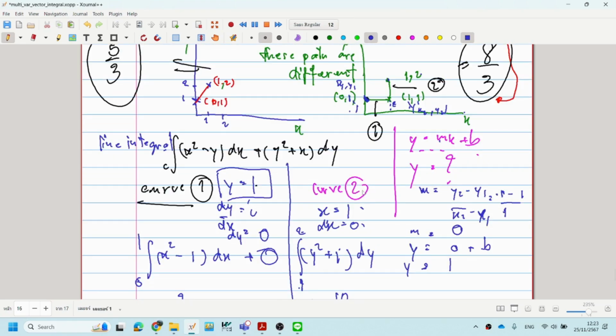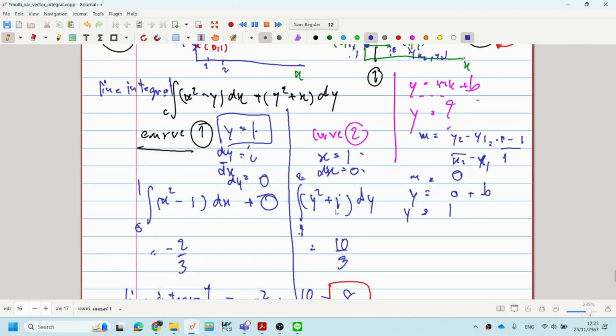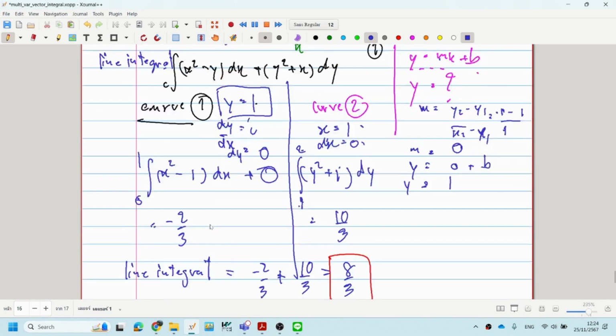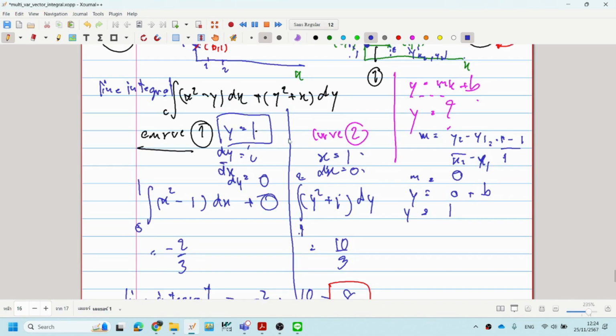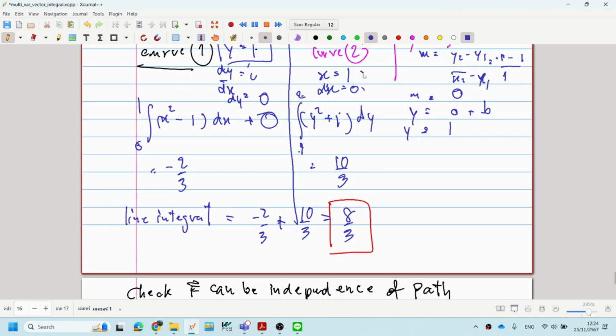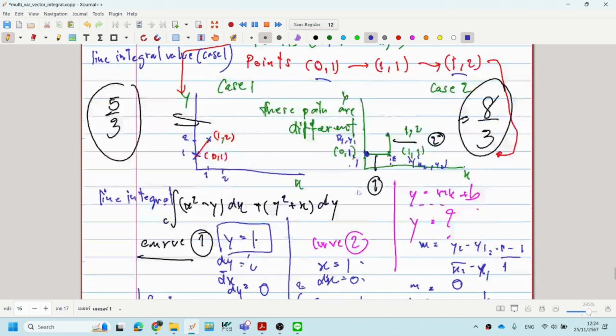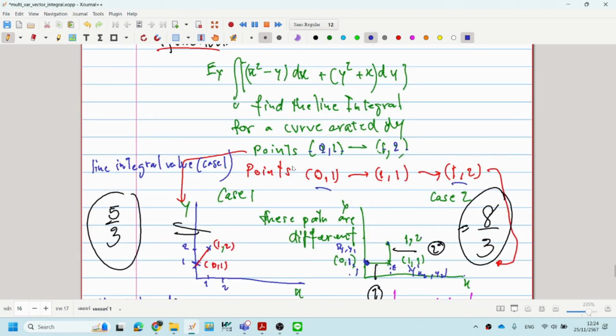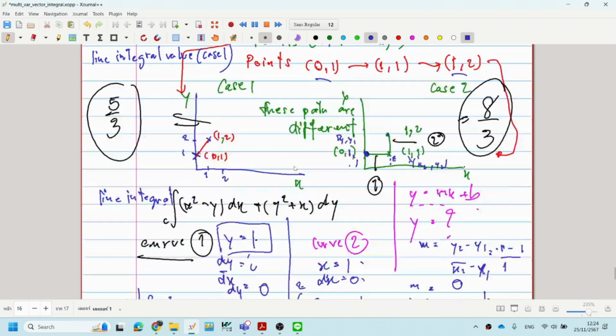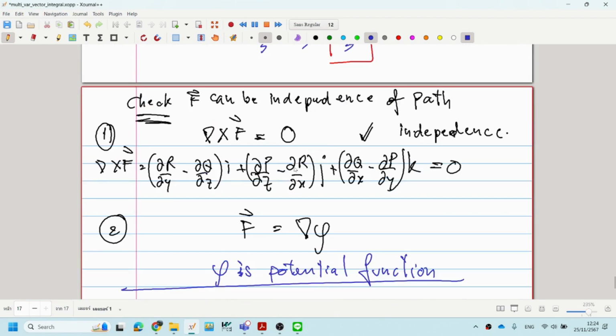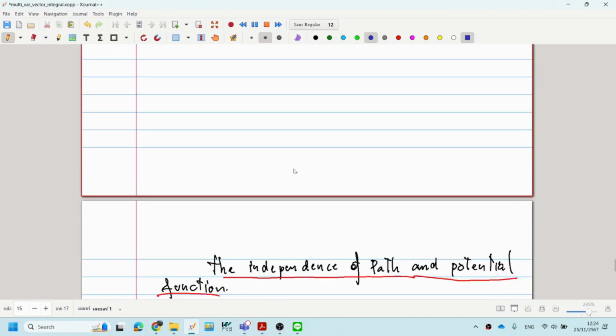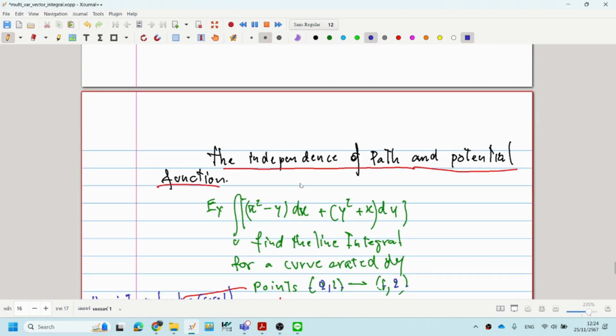That means you need to sum the line integral value for curve 1 and for curve 2, like this. And the result is different because the path is different. Each path is different, causing the line integral value to be different. But in this topic I propose a way to solve it.